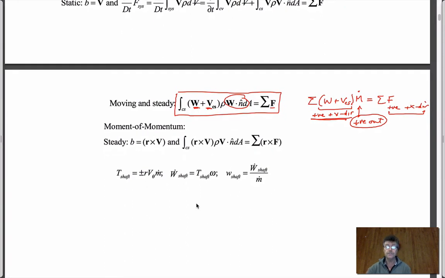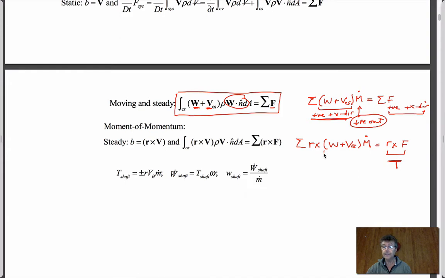Likewise, for this, we've written this slightly differently. We wrote this as, and do think of it in this term. I'm just repeating what we've already written. Relative to the control volume, rate out, the velocity of the control surface times mass flow rate equals radius times force. In other words, torque.